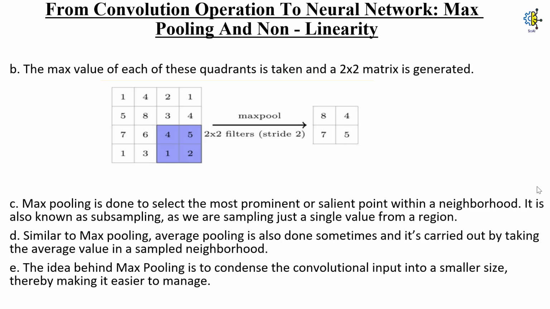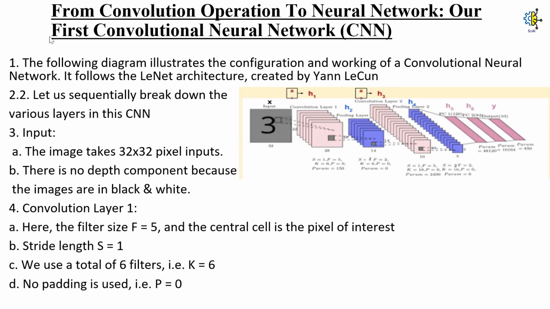Our first convolutional neural network, CNN. The following diagram illustrates the configuration and working of a convolutional neural network. It follows the LeNet architecture created by Yann LeCun. Let us sequentially break down the various layers in the CNN. Input: the image takes 32 cross 32 pixel inputs. There is no depth component because the images are in black and white.